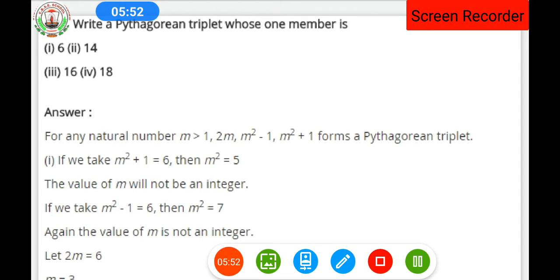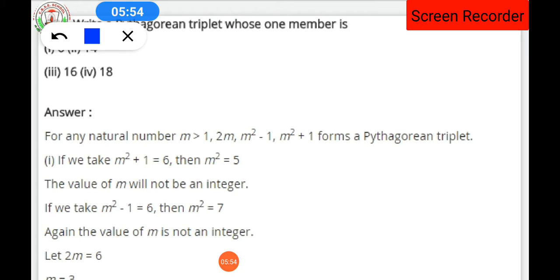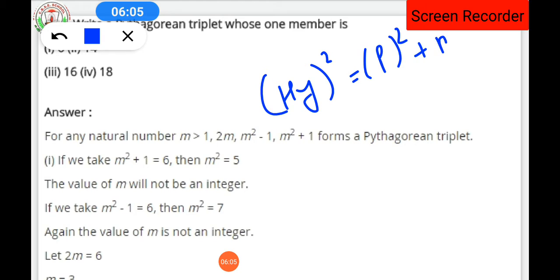So dear student, before dealing with the Pythagorean triplets, what is the Pythagoras theorem? The Pythagoras theorem is: hypotenuse squared is equal to perpendicular squared plus base squared. This is the Pythagorean theorem, isn't it?